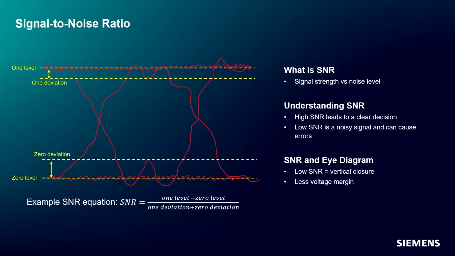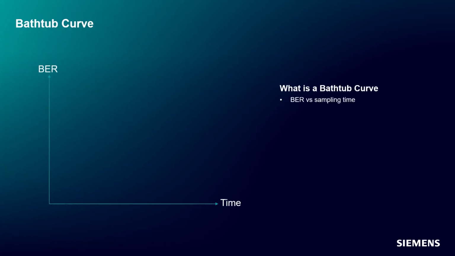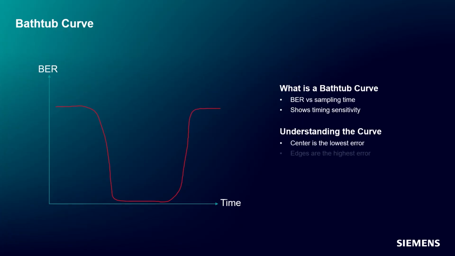While SNR can be used to better understand voltage margin, there is another graphical way that helps us understand timing margin. That is the bathtub curve. The bathtub curve shows the probability of error as a function of sampling time. At the center of the eye, the probability of error is lowest. As the sampling point moves toward the edges, the probability of error increases. This creates a curve shaped like a bathtub. The width of the flat, low error region represents the available timing margin.